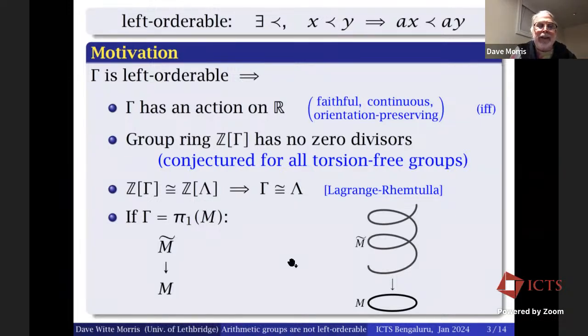What I mean by that is you can actually embed the universal cover in M cross the real line. So each point of M, you just draw a line above it. You can put the entire universal cover in there so that the diagram commutes. Okay, that's motivation, but to me, it's just an interesting question. I'm interested in action, so it's the first one that motivated me to look at this. But for whatever reason, the question I want to talk about is whether I have an arithmetic group and I want to know whether it's left-orderable.